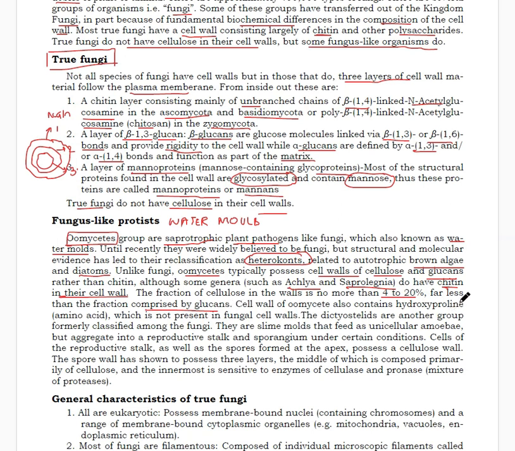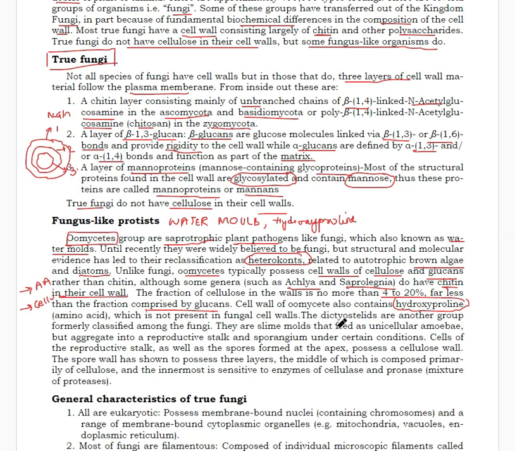Also, one additional thing: they have the amino acid hydroxyproline in their cell wall, which is not usually present in the fungal cell wall. So what peculiar characteristics did we understand about oomycetes? One is the amino acid. Another is the cell wall, which is made up of cellulose. Till now we have found those.